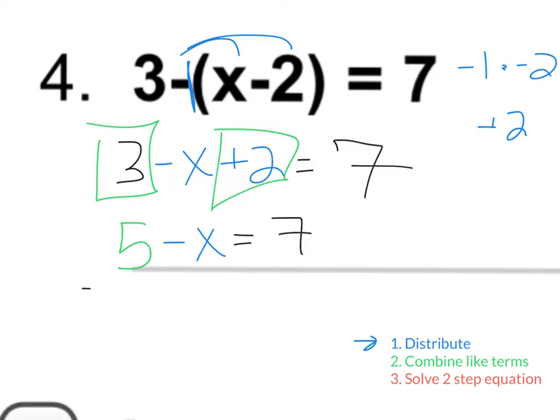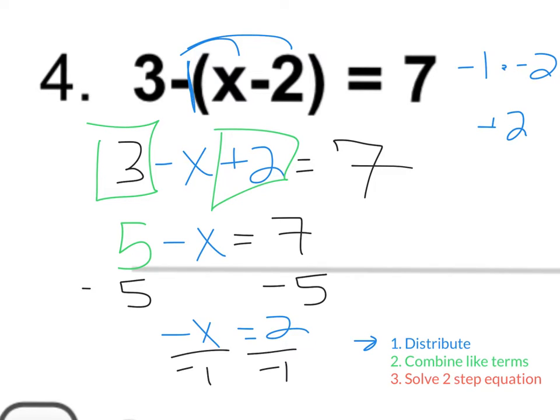I'm going to subtract 5 from both sides. That leaves me with negative x equals 2. I need to get rid of this negative here, and I'm going to do that by dividing by -1 on both sides, which leaves me with x equals -2.